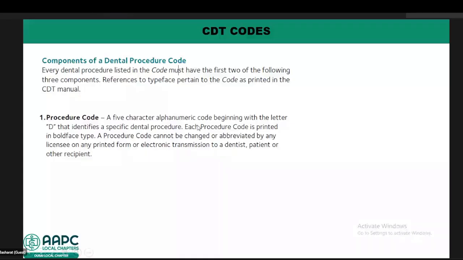Each procedure code is printed in boldface type, so all will be boldface. A procedure code cannot be changed or abbreviated by any license or in any printed form. So whatever codes you have in the book, once your software team adds them in your software, make sure it is the same description, the same code, with no dot or extra thing in the code and in the description also.